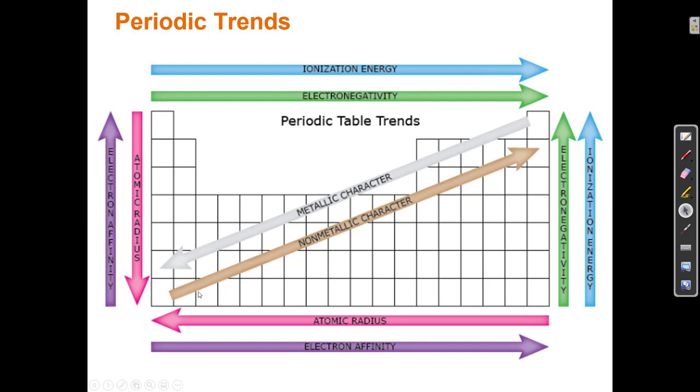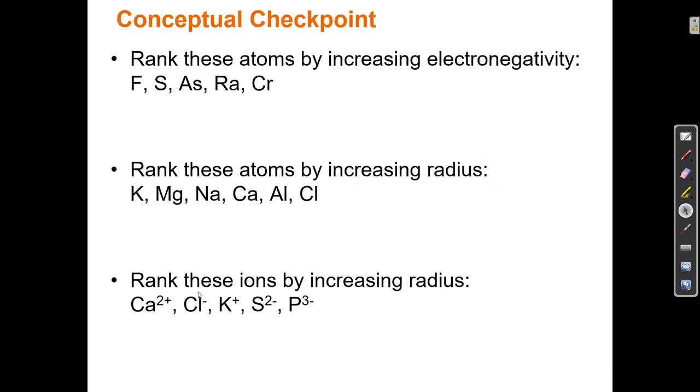So understanding the way that periodic trends either increase or decrease across a column or across a row on the periodic table, really just memorizing this graphic, is a good way to answer questions when you're trying to rank the size of atoms or their ionization energy, etc. So rank these atoms by increasing electronegativity.